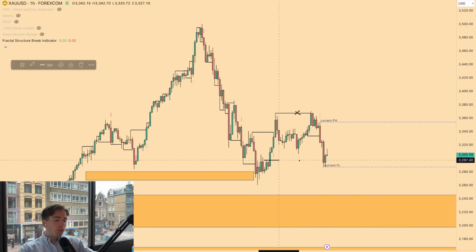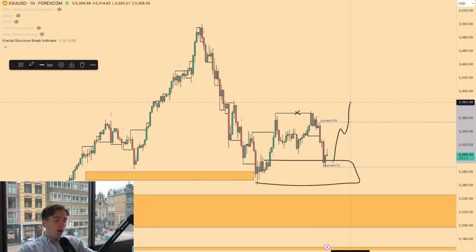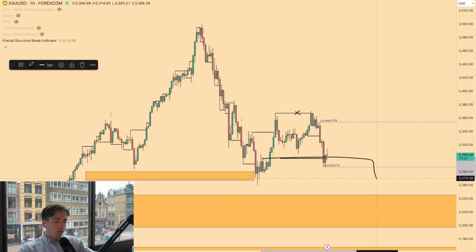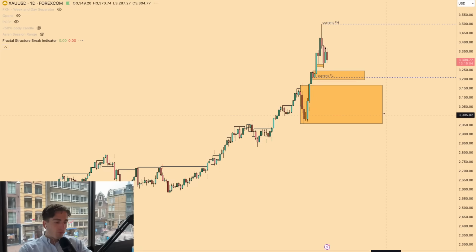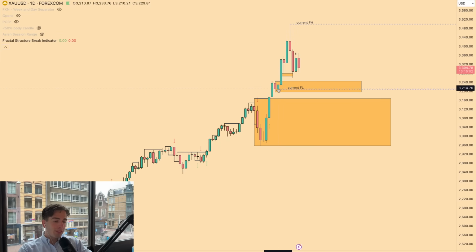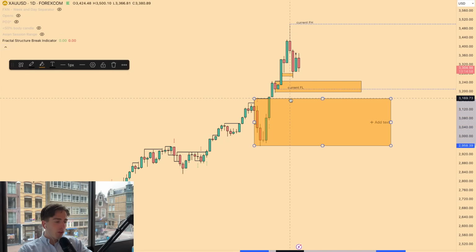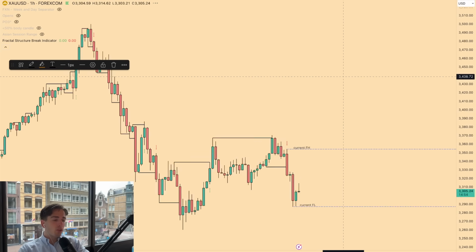So from this refined area of demand, we might see some further upside once again, because we've swept the lows and tapped into this refined demand zone. But overall, gold is a much better buy from these lower areas of demand. So these zones over here, 3245 and 3167, are the two zones that I'm more focused on with gold.